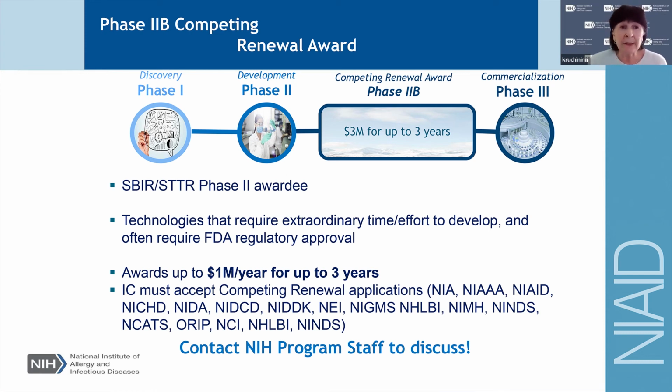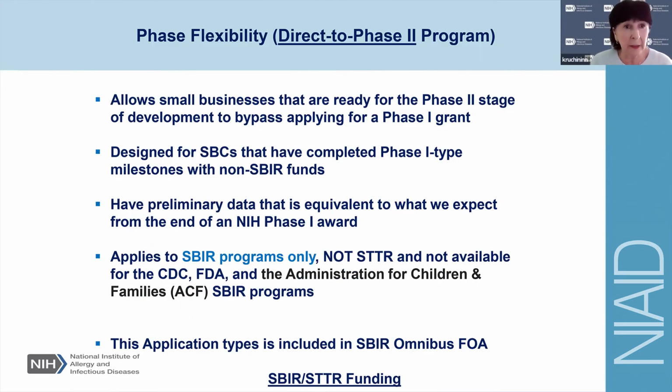Phase 2B: some institutes, not all, but some, including my institute, have so-called phase 2B competing renewal awards. It's basically a mechanism to help you cross the so-called valley of death for applicants who got awarded phase 2. For example, you need additional time and additional budget to continue the research you were doing for phase 2. Again, budget is 1 million per year, up to 3 years. And again, as I said, not every institute within NIH is participating. Check before you consider phase 2B.